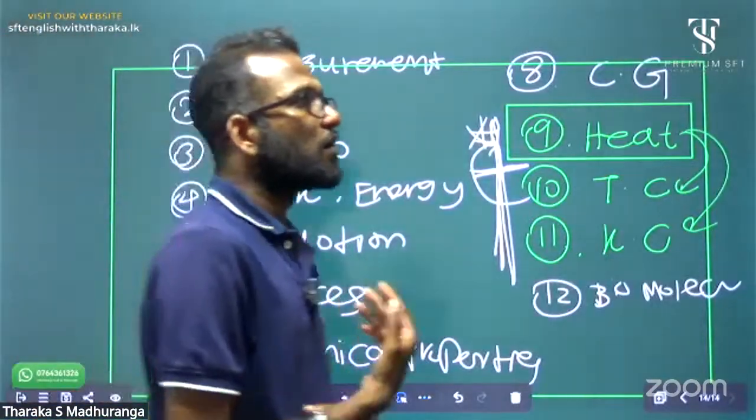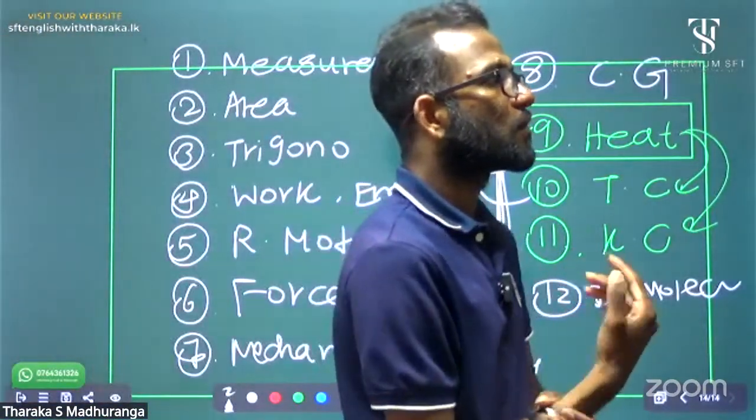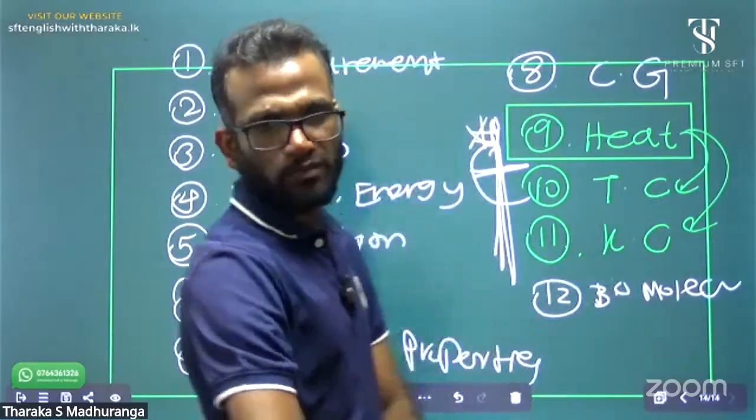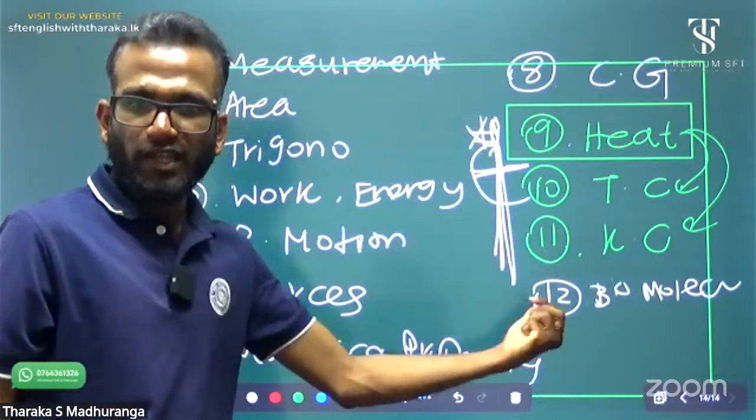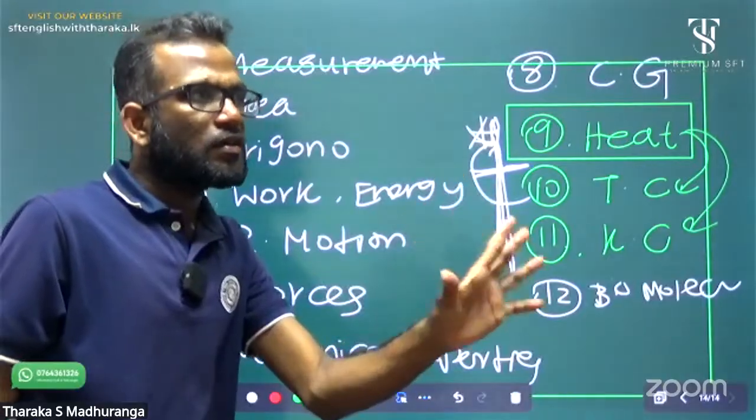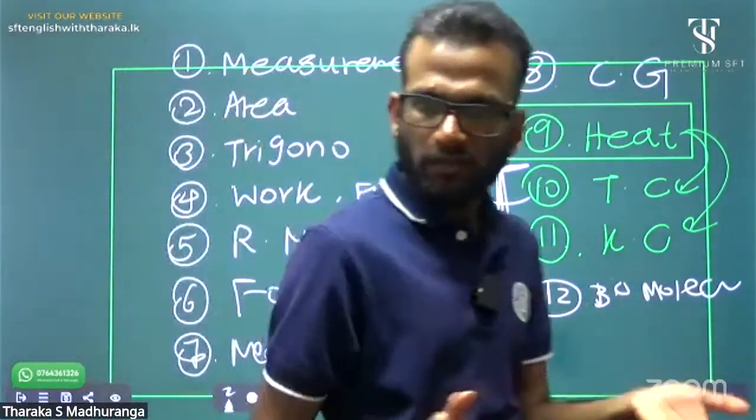Okay, this is April, and we have another 16 months. No issue. 17 lessons, 16 months. Within 13 months we can complete. No issue.